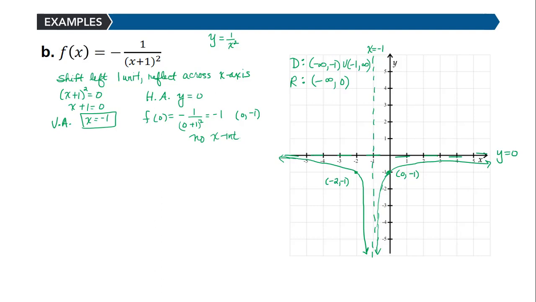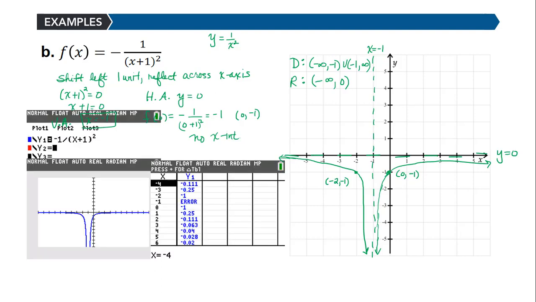And again, I have the graph on here from the calculator. So on the calculator, I input -1 divided by, in parentheses, x plus 1 squared, and then I graphed it. So we can see exactly the same shape that we just did by hand. I also put the table here if you need to get some confirmation about the points that you found. But we can see that this -2, -1, we can see the error message where it's undefined, and this point 0, -1 are on our graph.